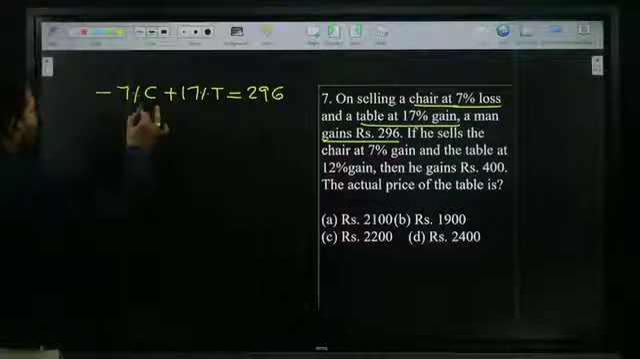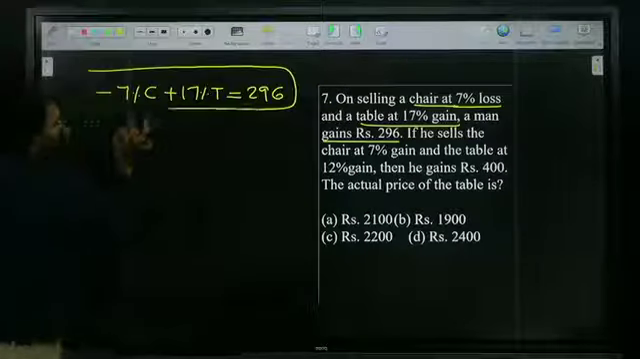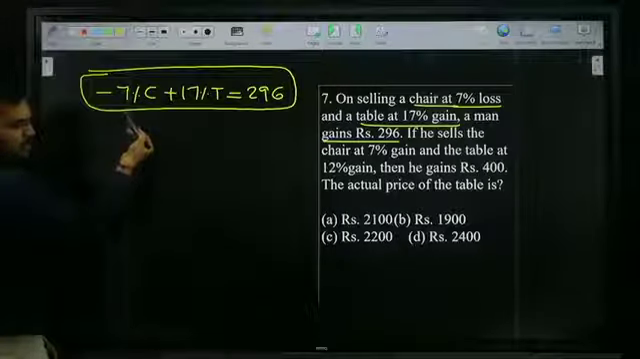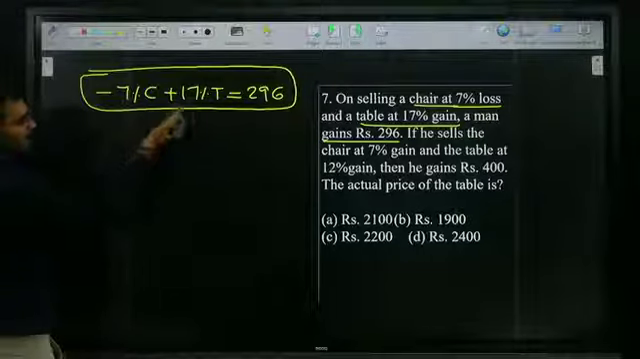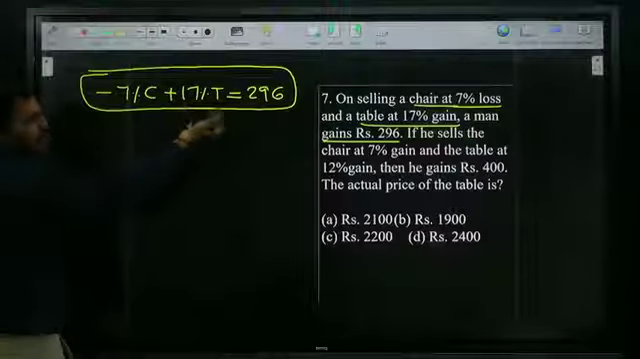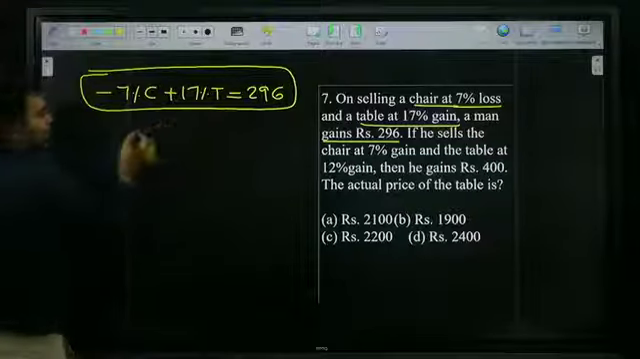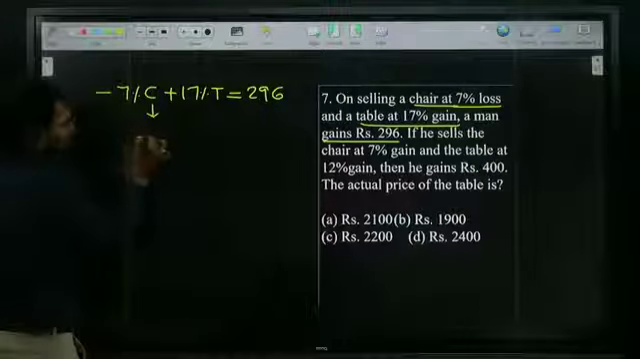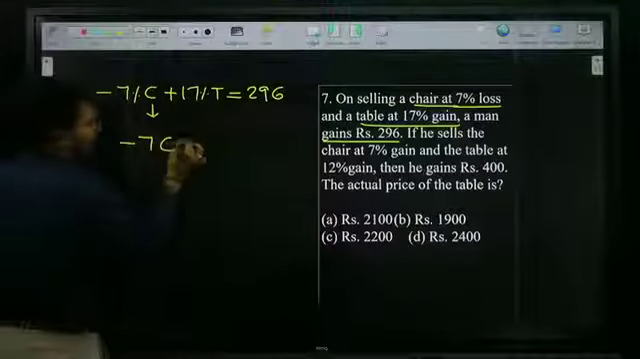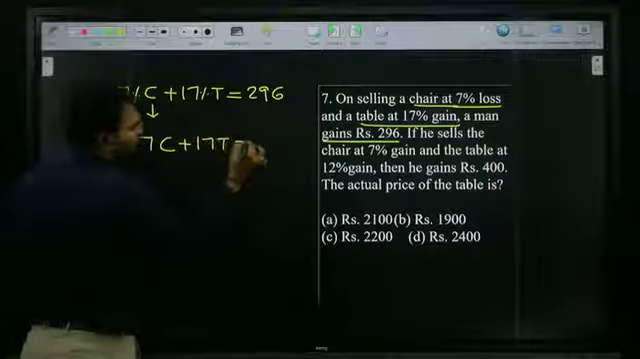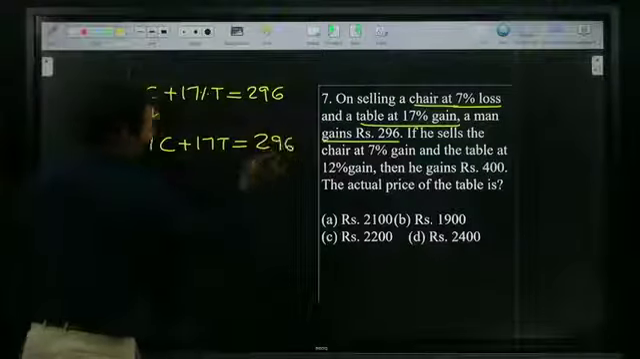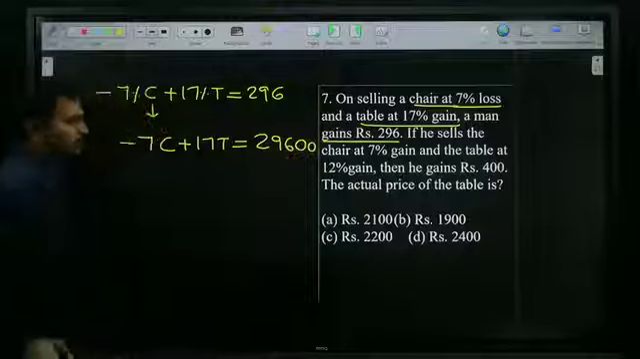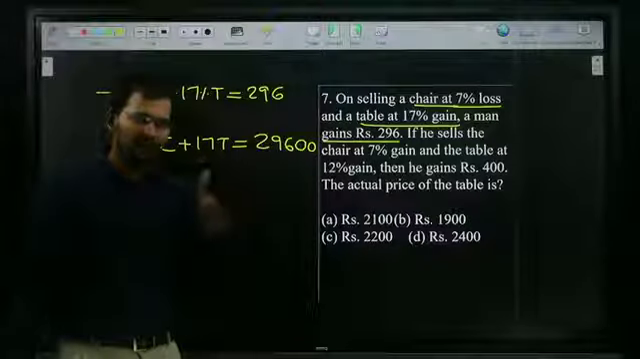This statement I can write as, 7% is nothing but 7 by 100, na? Listen, all of you. 17% is nothing but 17 by 100, na? That 100 is the LCM. The LCM goes to that side. This one I can write as minus 7c plus 17t is equal to 296. Here 7 by 100, 17 by 100. That LCM 100 comes to the other side. This is 29,600, na. All of you understood, andi?